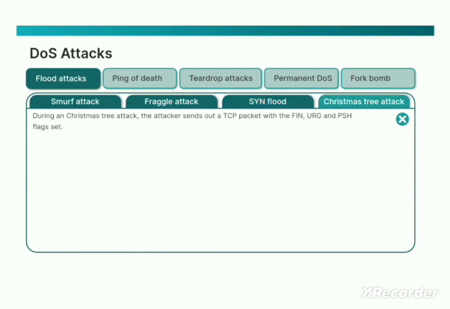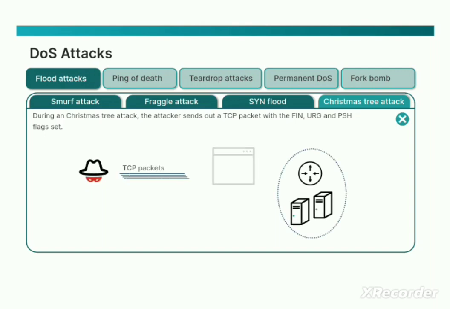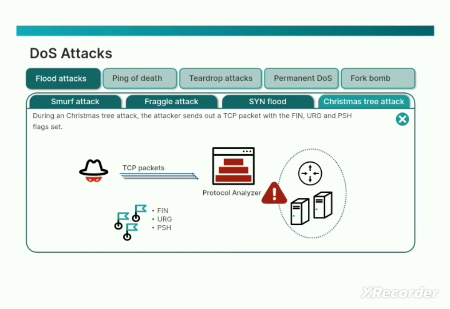During a Christmas tree attack, the attacker sends out multiple TCP packets with the FIN, URG, and PSH flags set. These Christmas tree packets require more processing by routers and hosts, reducing their resources and potentially making them crash or reboot. A protocol analyzer identifies and analyzes these packets.